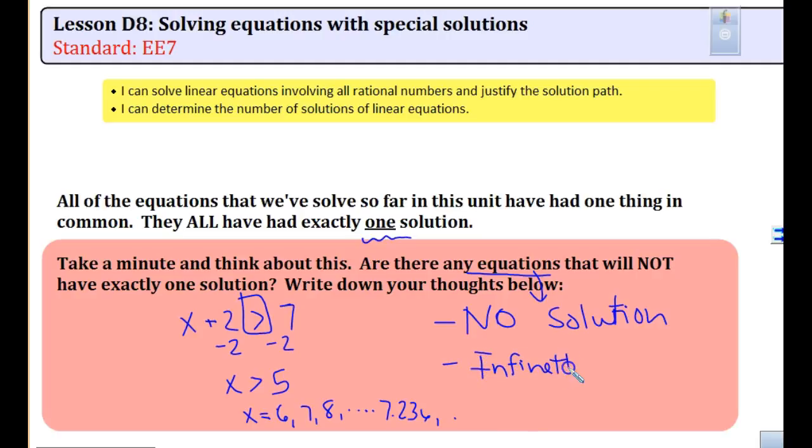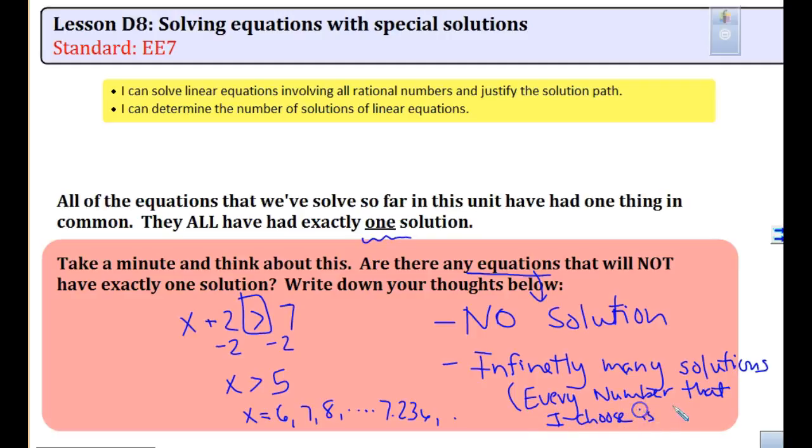infinitely many solutions. That means every number that I pick will be an answer. So infinitely many means that every number that I choose is a solution. Please make sure you write that down. Every number that I choose is a solution to the problem.